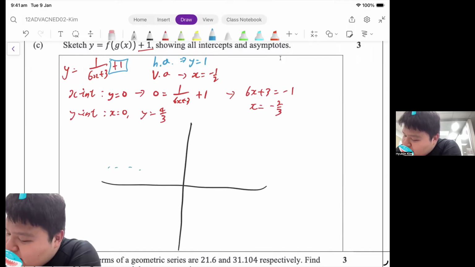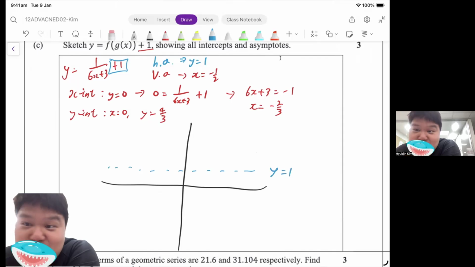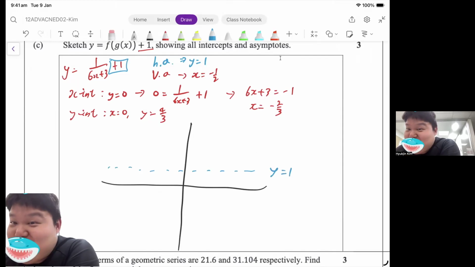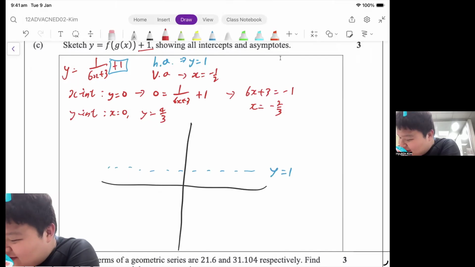So now I have all the important details that I need to know. Horizontal asymptote is at, obviously, guys, use a ruler. I noticed you guys weren't using a ruler in your exams. Do as I say, not as I do, guys. I don't use a ruler because I'm lazy, but I'm not the one taking HSC. X equals negative half.